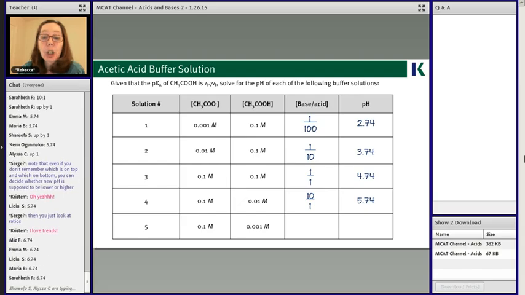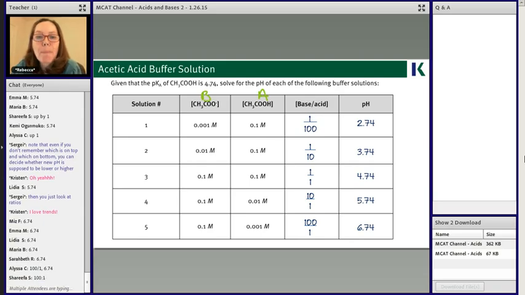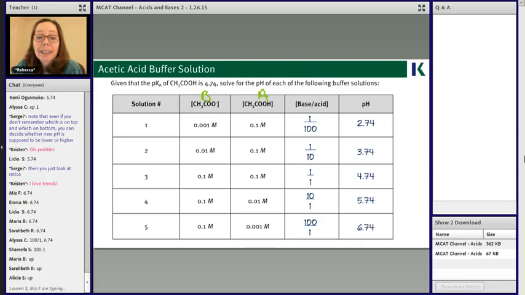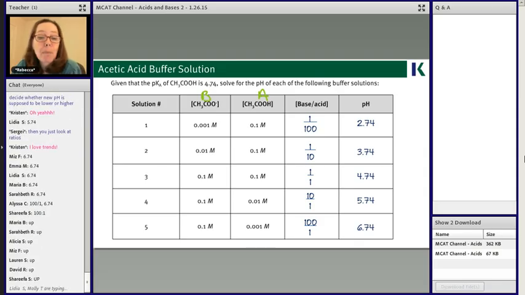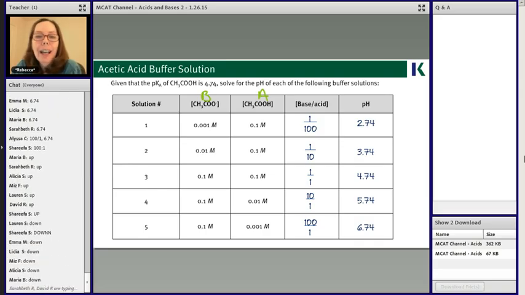That's right. And you know, Sergey's making a really excellent point for us that even if you don't remember top or bottom, okay, think about this. This is our base and this is our acid. If we have more base, should our pH go up or down? Tell me down there in the chat. If we have more base, should our pH go up or down? Yeah, it should go up. And if we have more acid, what should happen to our pH? It should go down. Henderson-Hasselbalch is a pushover, it turns out.